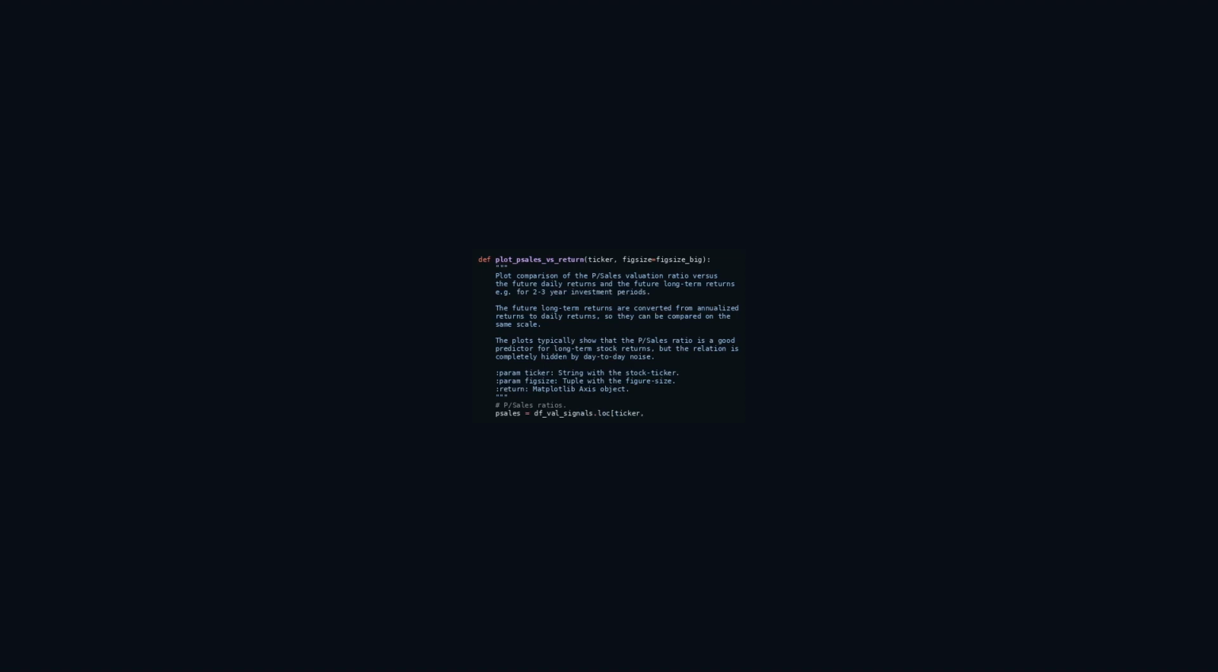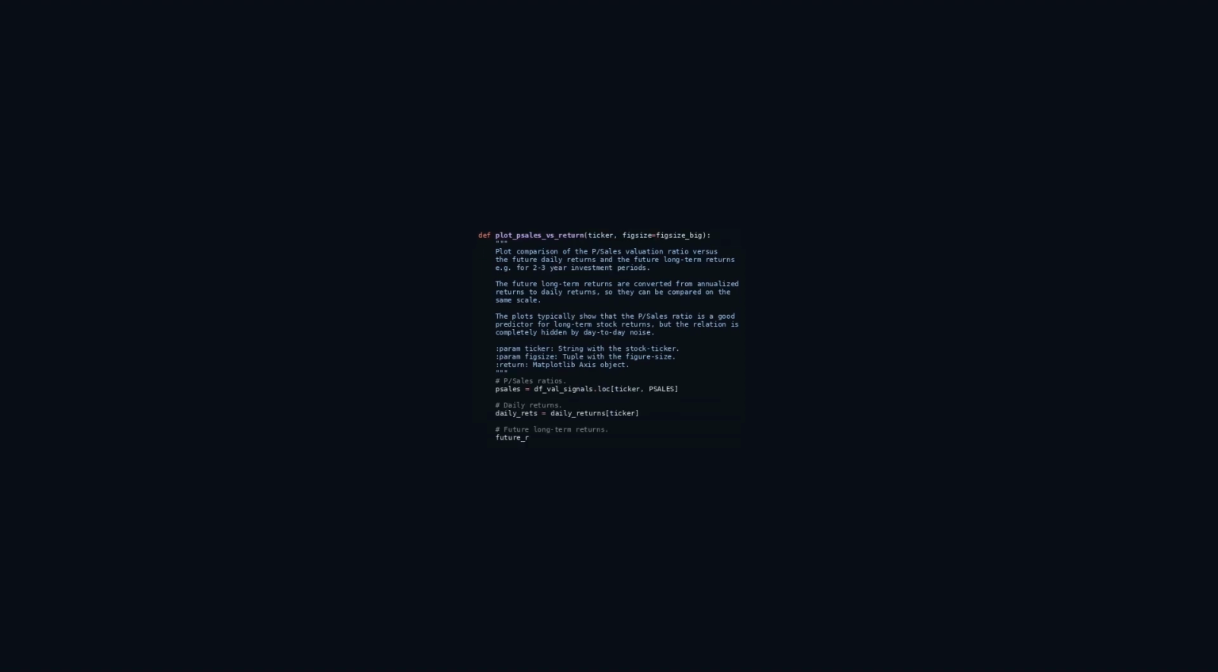The code defines a function, blub_Celsius_return, designed to create a comparison plot between the sales valuation ratio of a stock and its future daily and long-term returns over a typical investment period of 2-3 years. Initially, the function extracts sales ratios, daily returns, and future long-term returns from the provided datasets and converts the annualized long-term returns to daily returns. The data is organized into a pandas data frame, with any rows containing missing values removed to ensure data integrity.